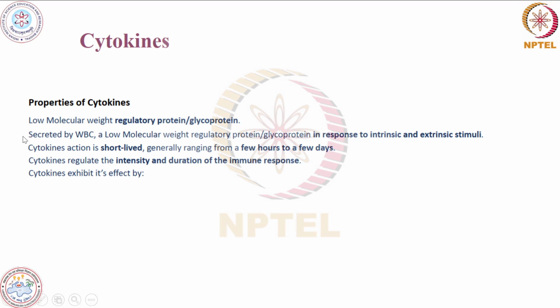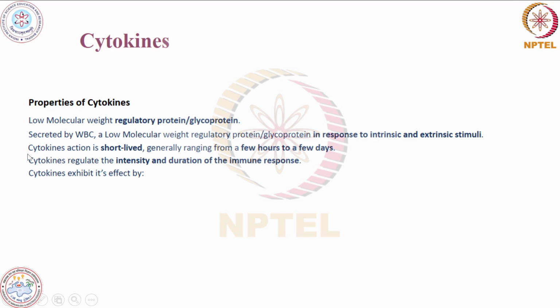The second property is that they are secreted by WBC and other cells. Cytokines are mainly produced by immune cells like T cells, macrophages, and dendritic cells. So if the question is which are the most common immune cells producing cytokines, then those are T cells, macrophages, and dendritic cells. But there are other cells also, like fibroblasts and endothelial cells, that secrete cytokines in response to any infection or injury. And cytokines are short lived, generally ranging from a few hours to a few days.